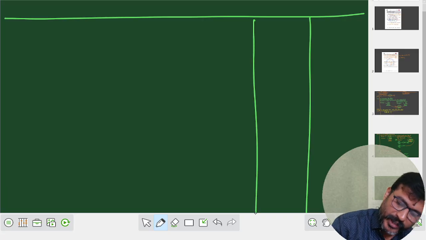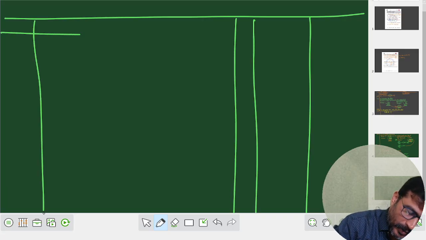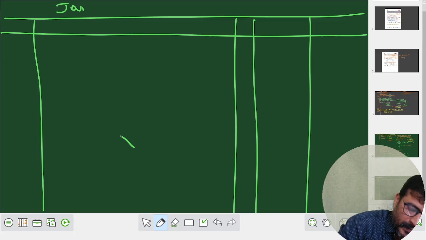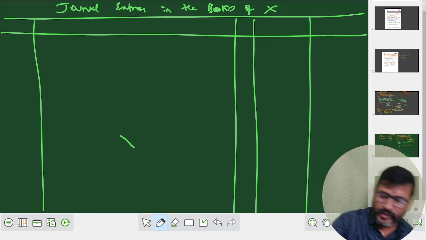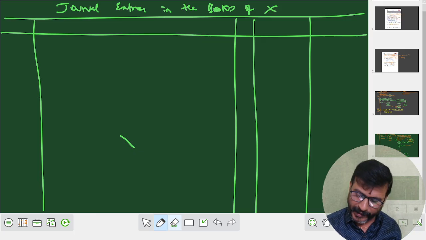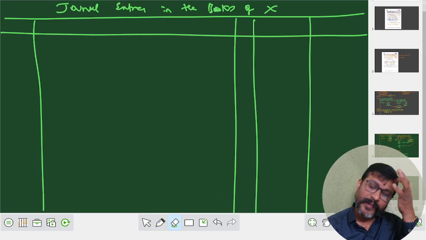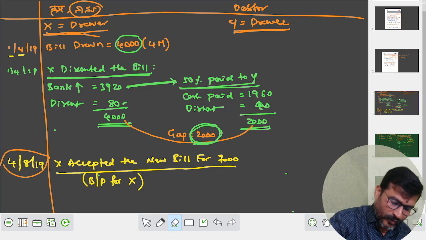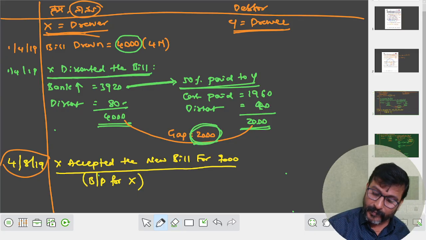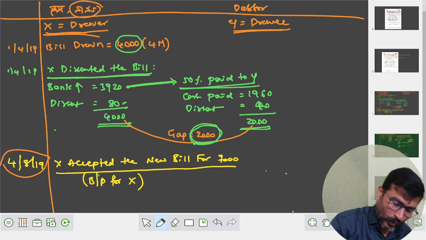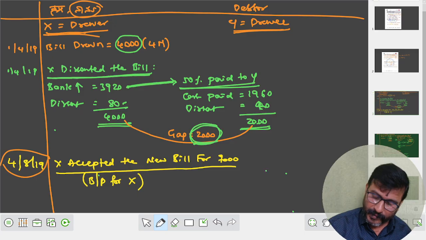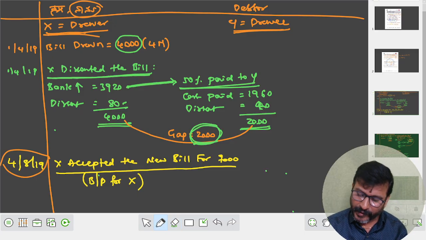What we have to write? Journal entries. In the books of whom? X. Journal entries in the books of X. Shall we pass the journal entries in the books of X? See the first one. On 1st April 19, what happened? Bills drawn. When, my dear student, on the 1st April 19, when a bill is drawn, what happened?